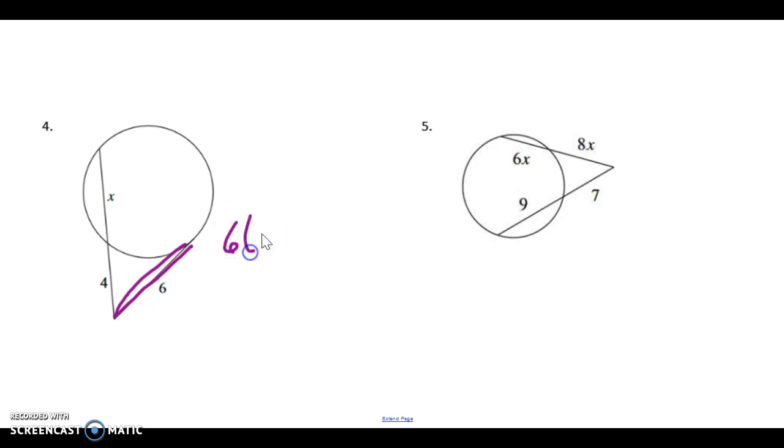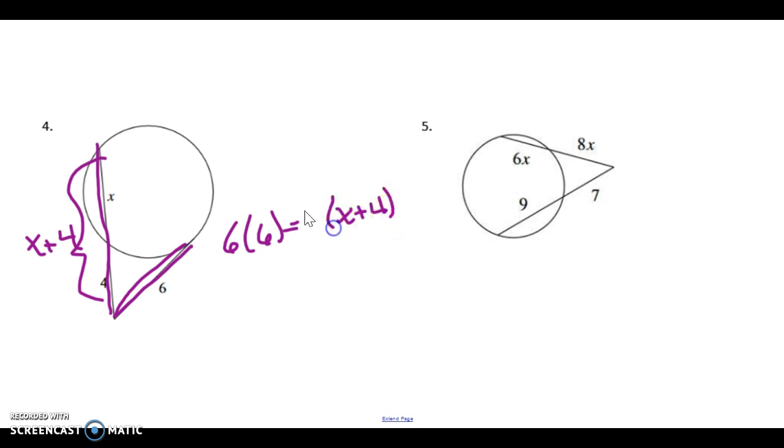So you do 6 times 6, the whole tangent, times the outside part, equals the whole secant, which that would give me x plus 4, times the outside part, 4. Okay, finish the rest on your own.